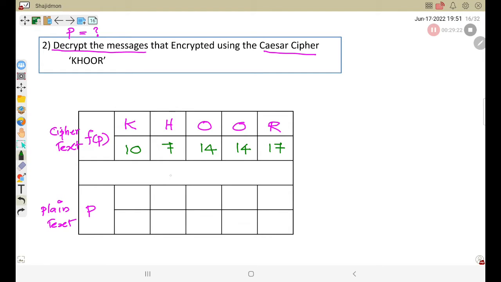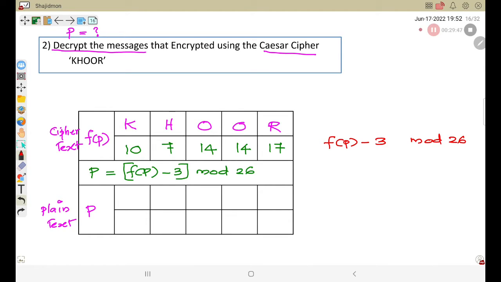Now write the decryption rule on the middle. What is the rule for decryption we studied in Caesar cipher? P equals F of P minus 3 mod 26. Correct? Mod 26. The key is fixed in Caesar cipher, as I told you, 3. So F of P minus 3, mod 26.